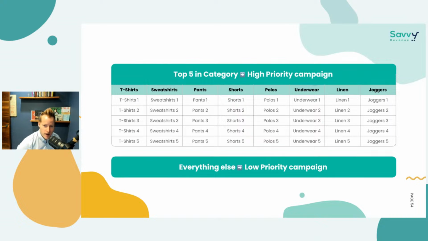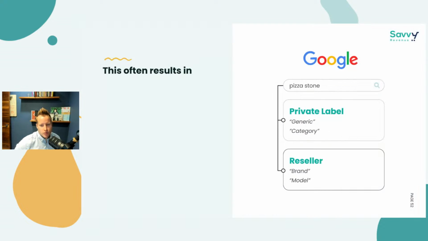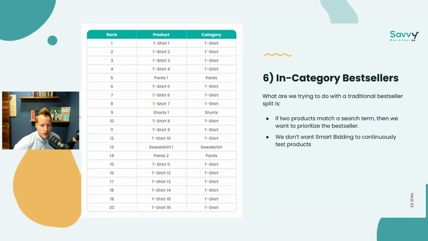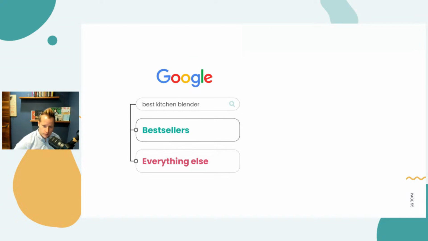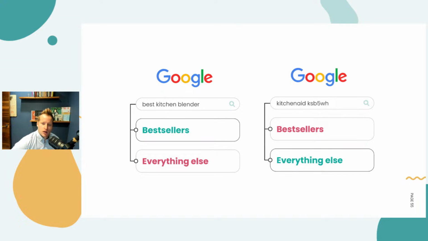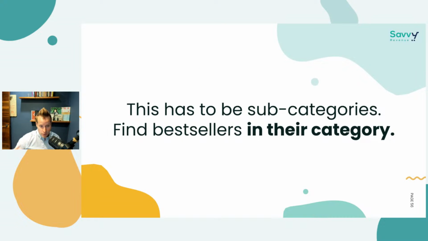Everything else that is not a top 5 in a category goes into a lower priority campaign, and still works. If somebody's searching for something very specific, it still gets exposure, and we still get sales from it. But if somebody's searching for something like best kitchen blender, that falls into the bestsellers, and we show one of our top 5. If somebody's searching for a specific model and it's not a bestseller, it gets shown through to everything else because it matches better.